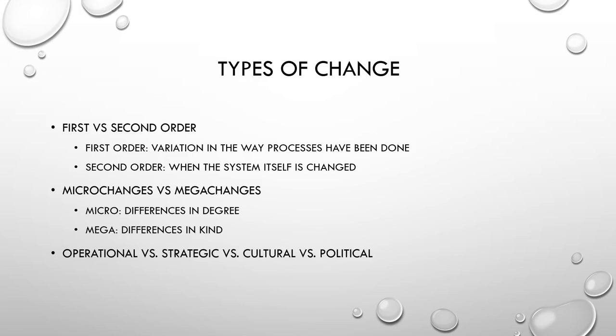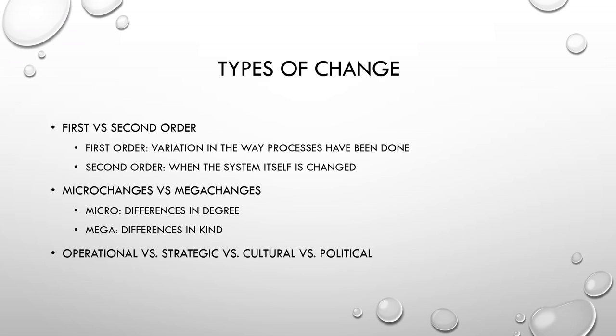Okay. So now that you know your target audience, what we would like to talk about next is the different types of change and how that affects that audience. So you can talk about change in first order versus second order, which is probably the more common terminology that's used. A first order change is a variation in the way processes have been done. A second order change is a change to the system itself.